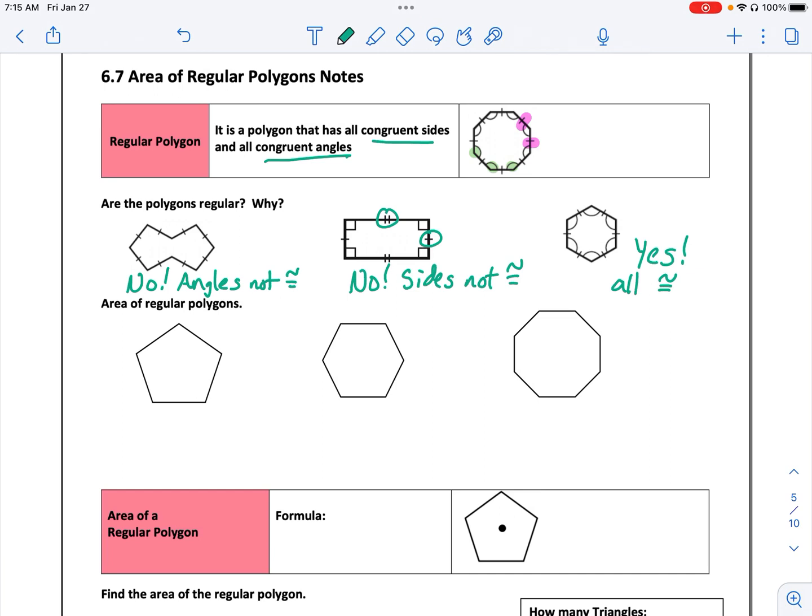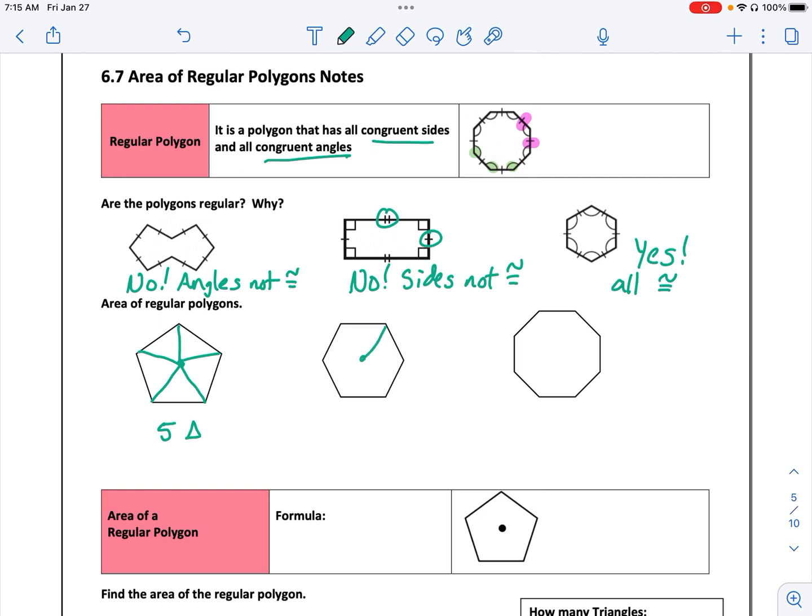So for the next part, it says area of regular polygons. So we do not know yet how to find the area of a pentagon or a hexagon or an octagon, but we know how to find the area of a triangle. So what you can do is split up a regular polygon. You can put a dot in the middle, and you can extend these radii out and create triangles in regular polygons. So in this one, I made 5 triangles.